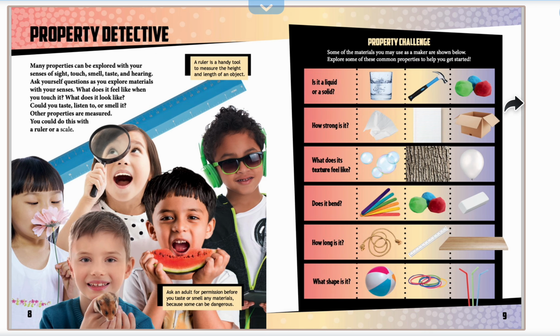So, be a property detective. Many properties can be explored with your senses, such as sight, touch, smell, taste, and hearing. Ask yourself questions as you explore materials with your senses. What does it feel like when you touch it? What does it look like? Can you taste it, listen to it, or smell it? Other properties are measured. You could do this with a ruler or a scale.